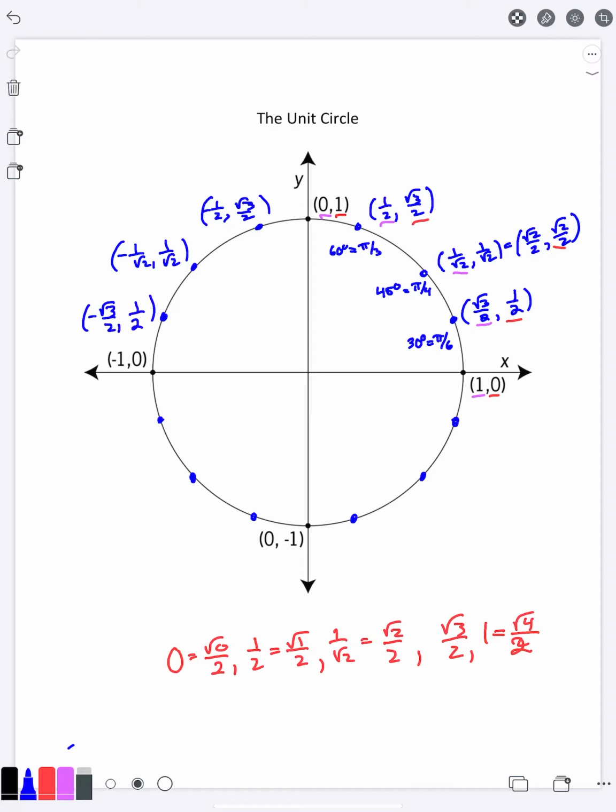And again, these points here, so this is our 90 degrees, pi over 2. This would then be 120 degrees, which is 2 pi over 3. 135 degrees, which is 3 pi over 4. And then 150 degrees, which is 5 pi over 6. Then we get the straight angle, which is 180 degrees, or pi.